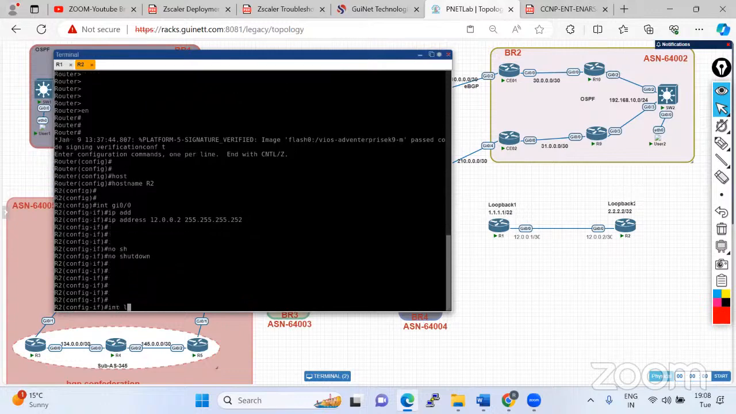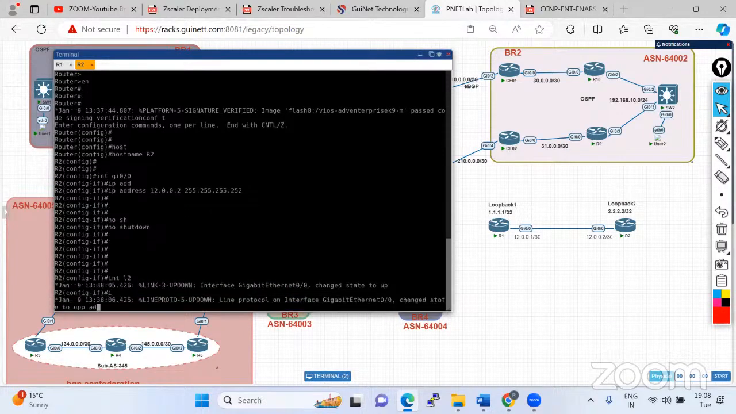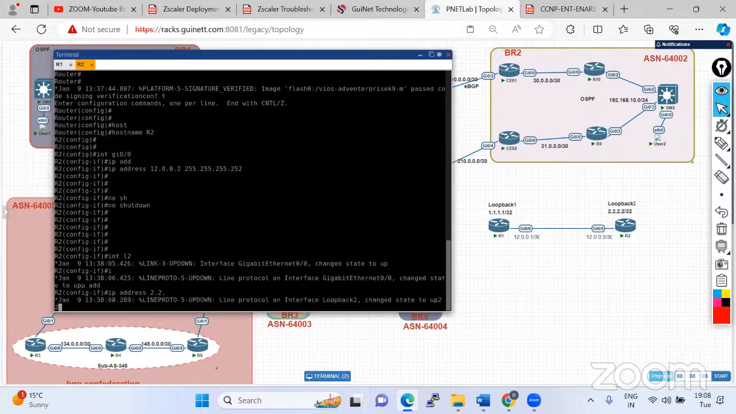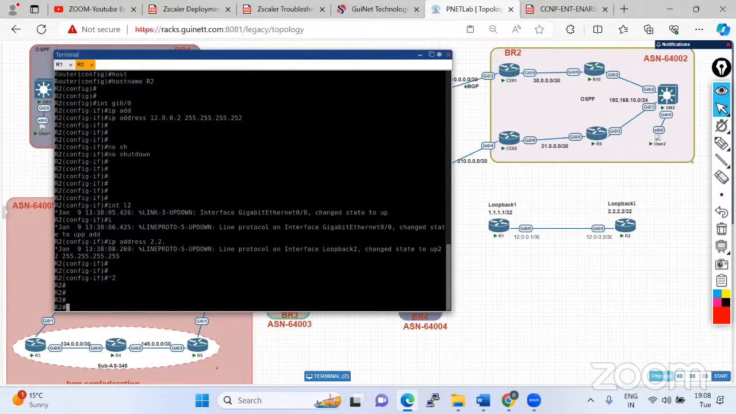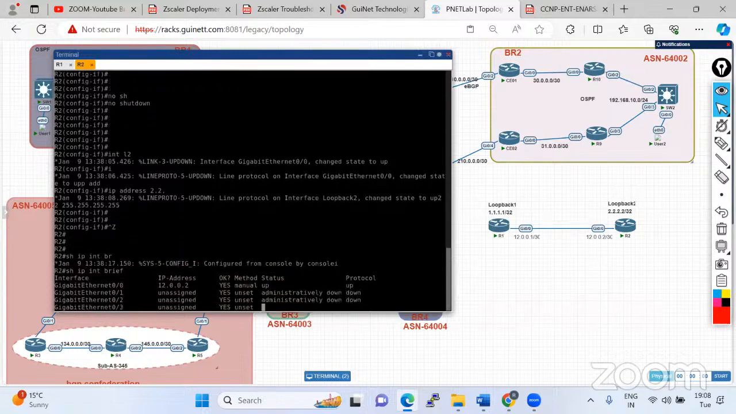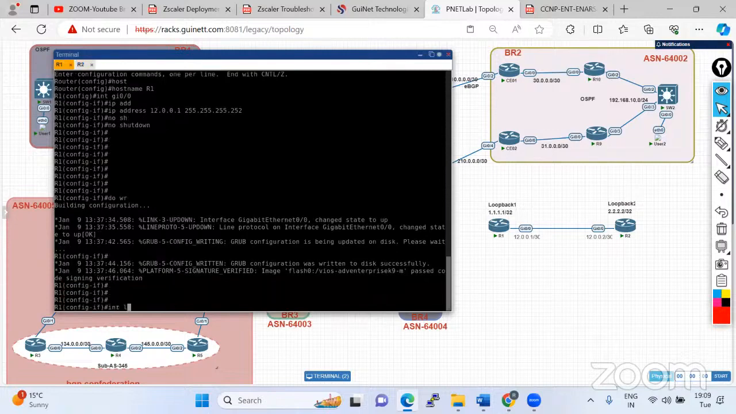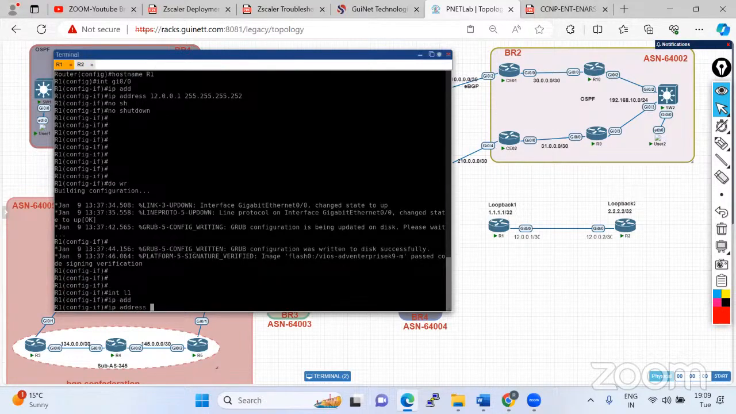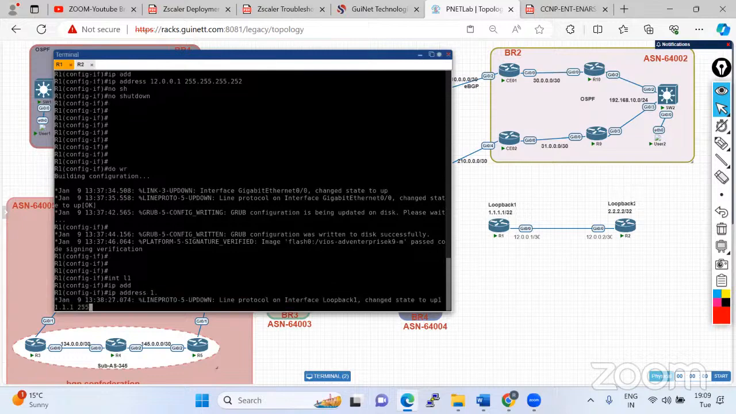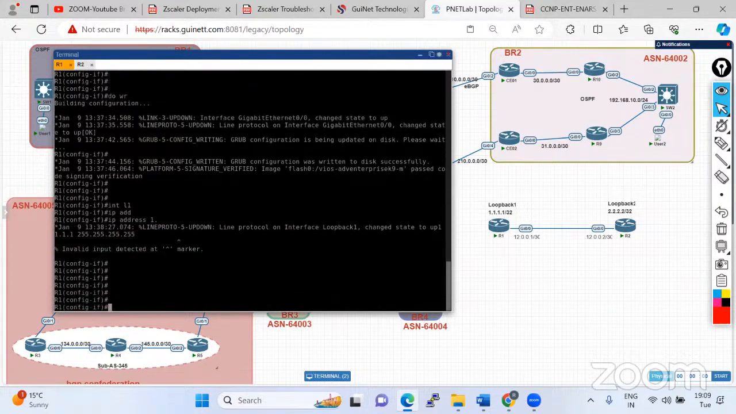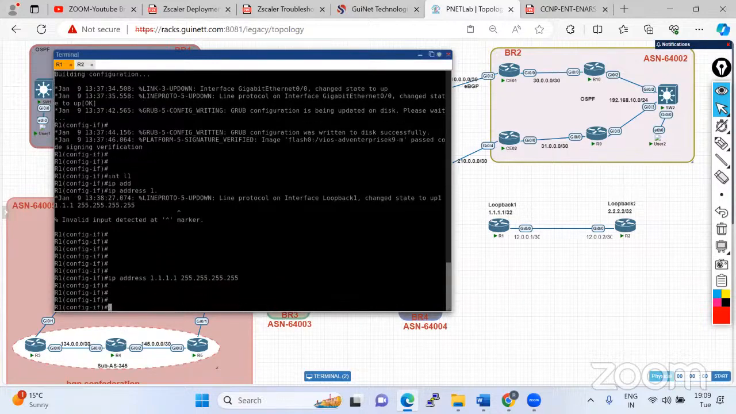We just have to configure the loopback as well. Loopback 2, IP address 2.2.2.2, 255.255.255.255. So we created one loopback with one IP address. Let me configure the loopback on this router as well: interface loopback 1, IP address 1.1.1.1, 255.255.255.255.